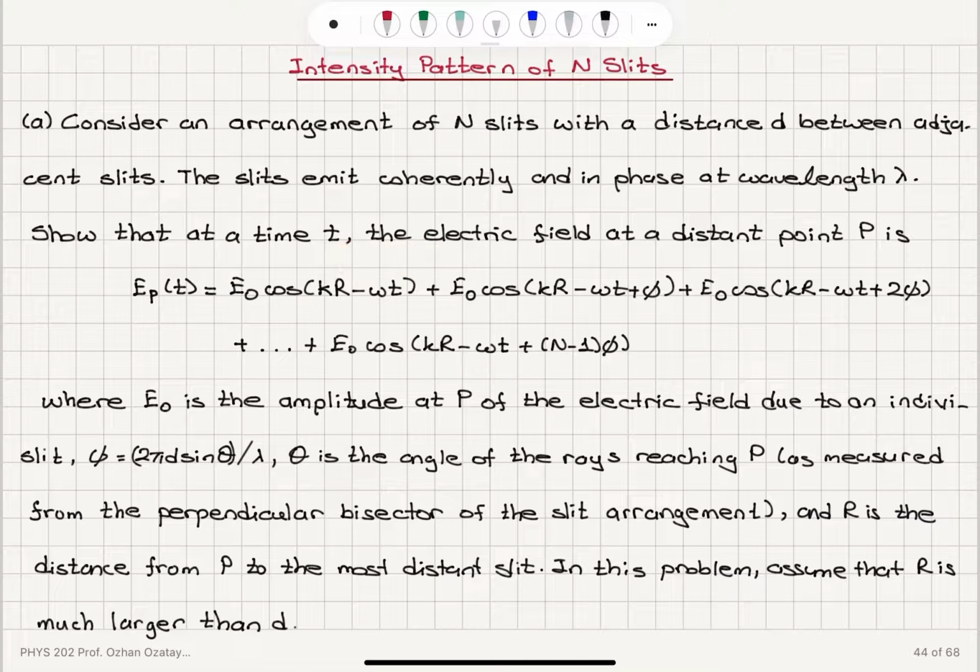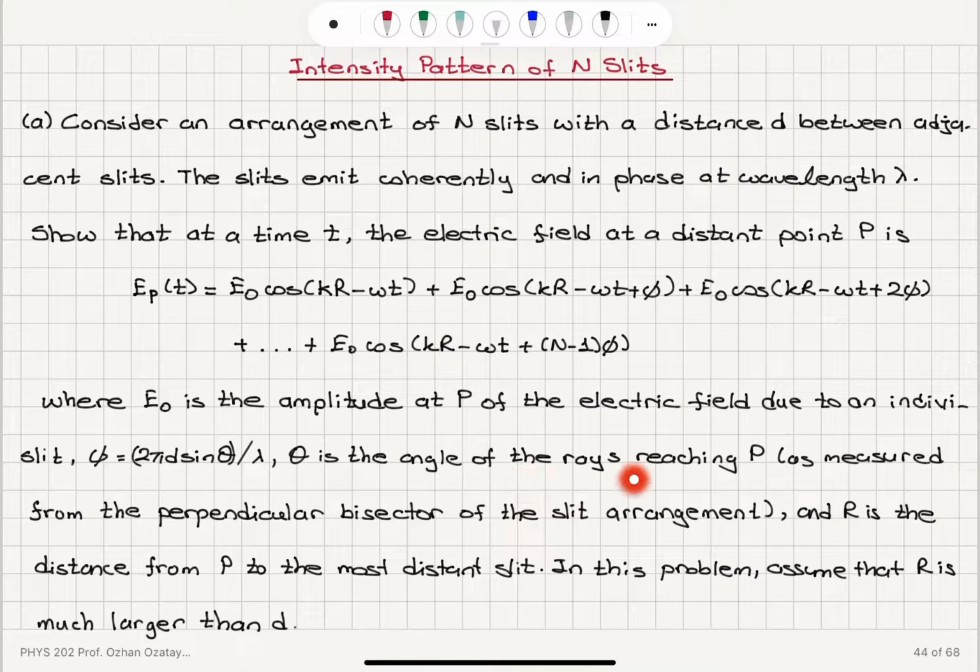Show that at a time t, the electric field at a distant point P is the sum E0 cosine(kr minus omega t) plus E0 cosine(kr minus omega t plus phi), a phase phi, plus E0 cosine(kr minus omega t plus 2 phi), etc., and E0 cosine(kr minus omega t plus capital N minus 1 phi) at the end, where E0 is the amplitude at P of the electric field due to an individual slit. Phi is equal to 2 pi d sine theta over lambda.